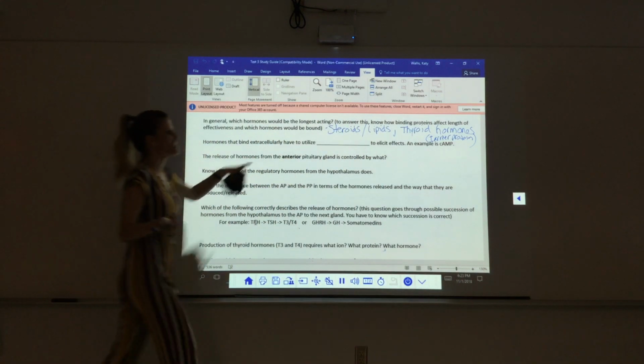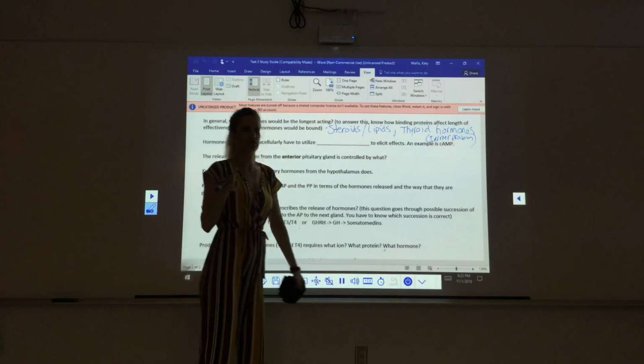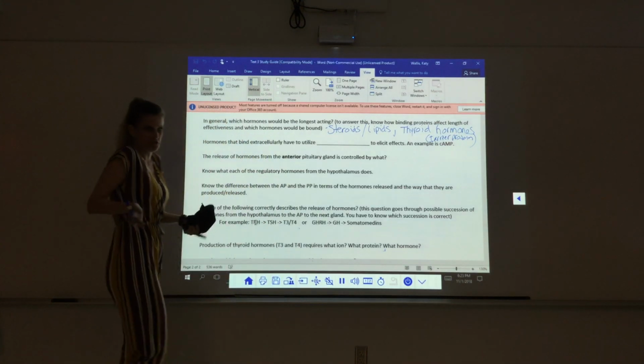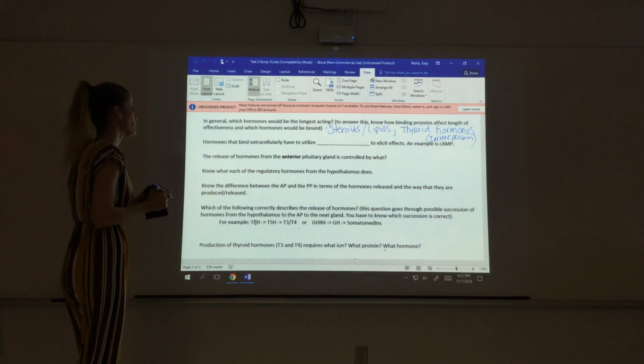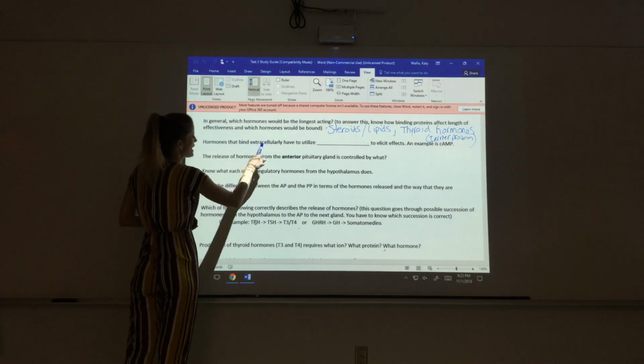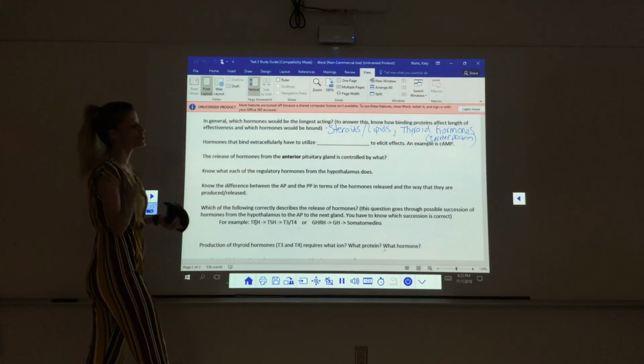Again, same thing for that question. Know what you're saying when you say steroids or lipids. I understand what hormones you're talking about there. Hormones that bind extracellularly have to utilize what?